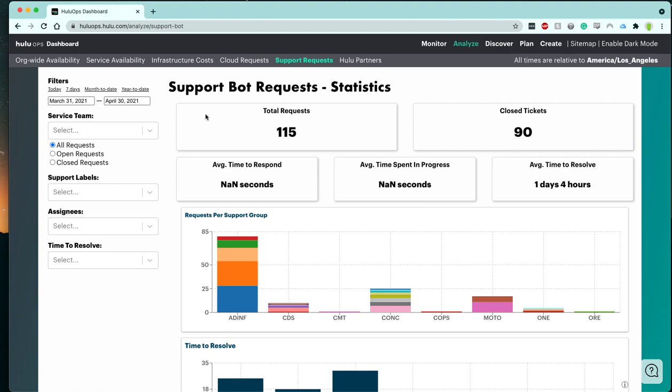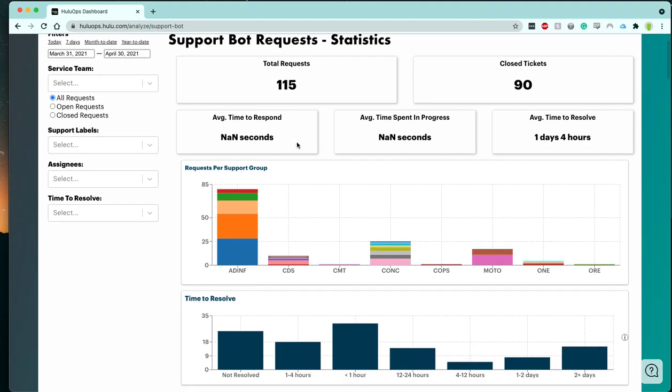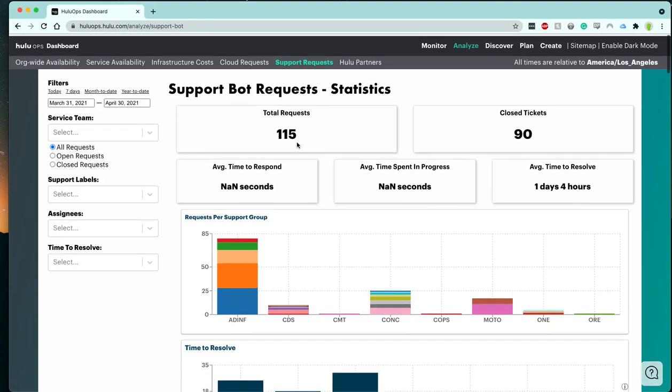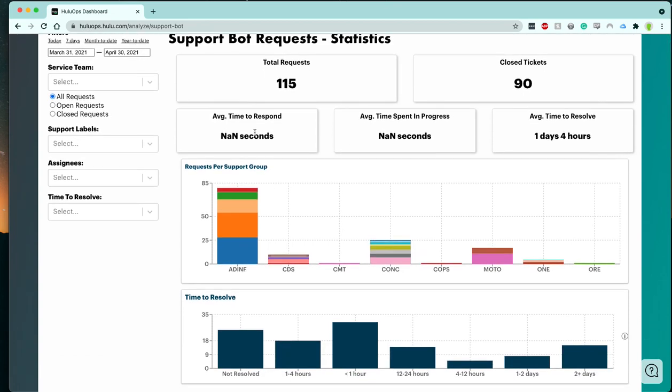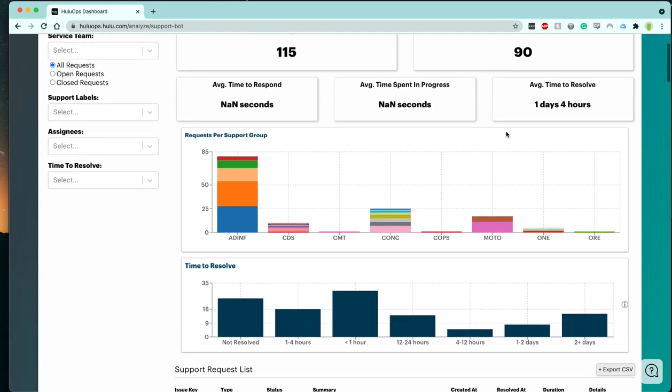And this is the metrics that are coming out of that. So the total number of requests coming through support bot. And I believe this is actually just the last month. 115 total requests, 90 closed tickets. The average time to respond, not calculating, not sure why. We'll figure that out.